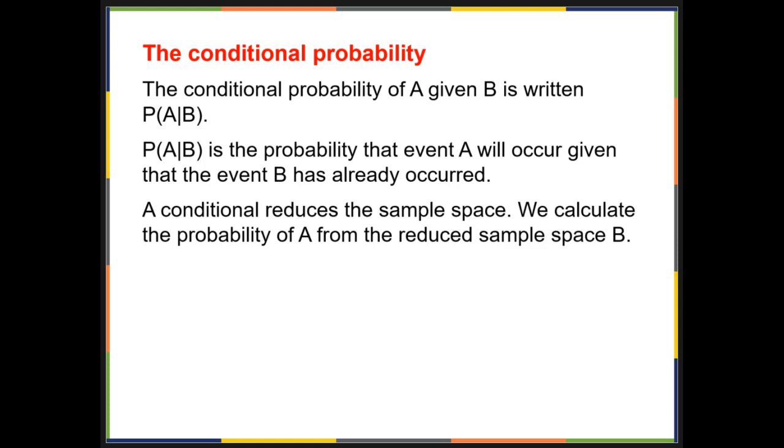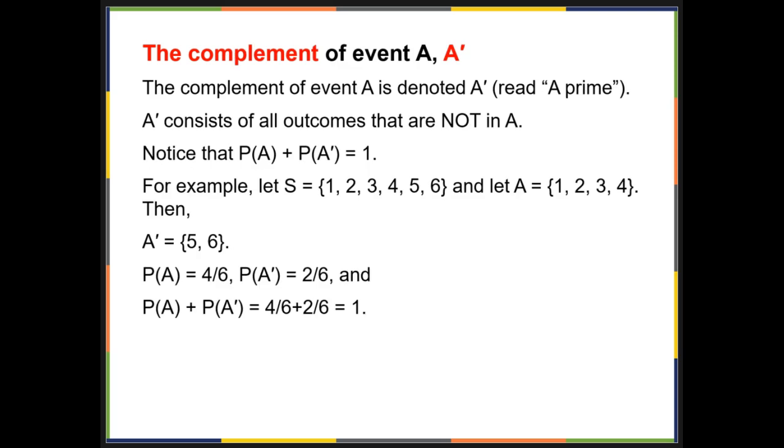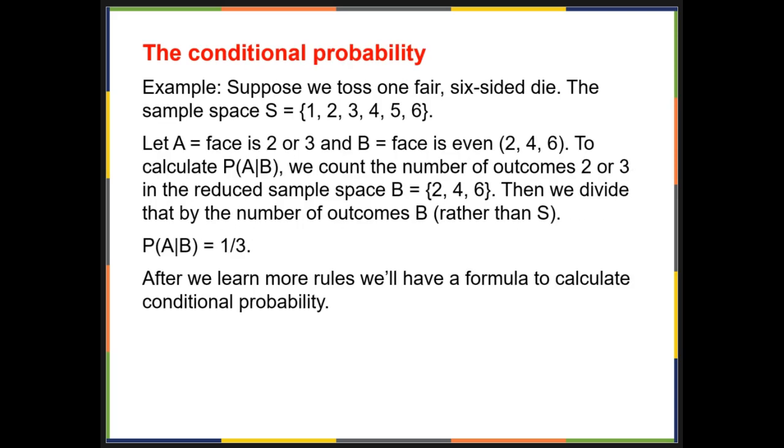There's also something called the conditional probability. The conditional probability of A given B is written as the probability of A conditional to B. It's the probability that event A will occur given that the event B has already occurred. A conditional reduces the sample space. We calculate the probability of A from the reduced sample space B.